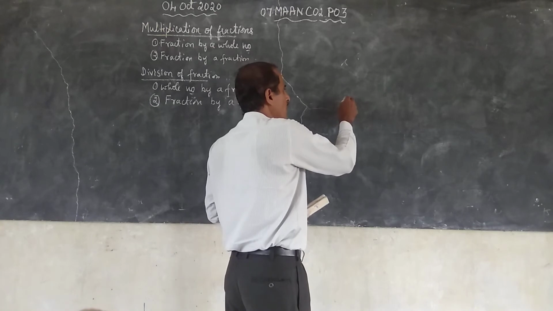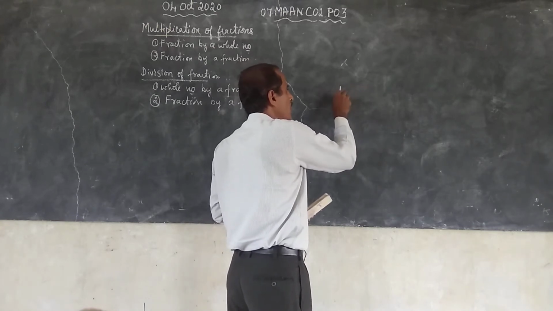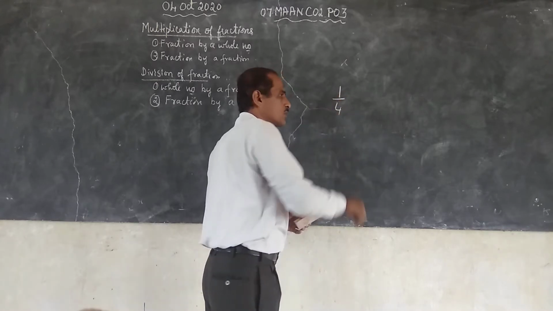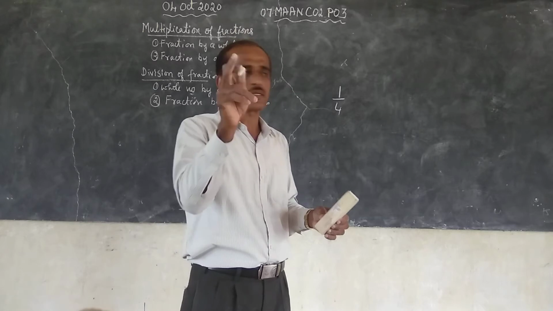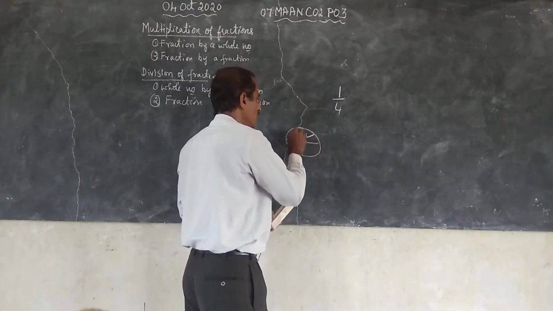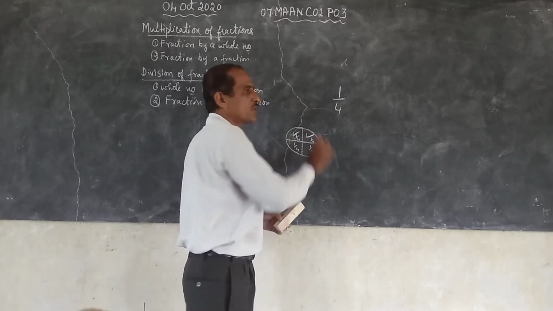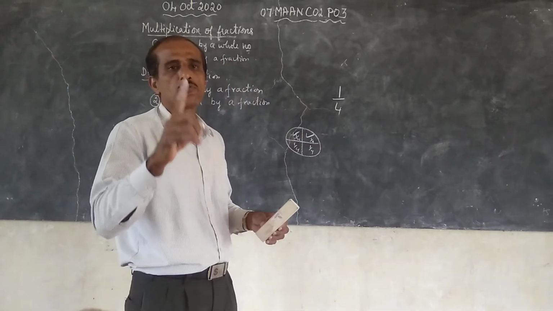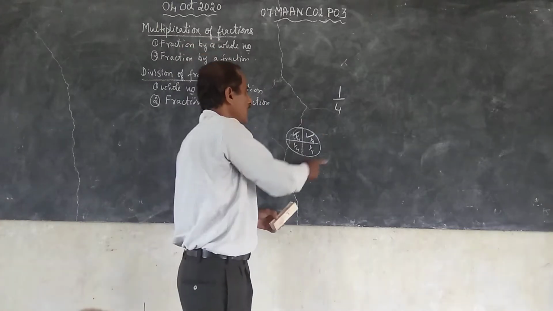For example, see what is the product of. 1/4 means what? Out of 4 parts, 1 part. See, 1/4. This is 1 part. See, 1/4 means this one. This is another 1/4. See, 1/4, 1/4, 1/4, 1/4. If you add all this, it becomes one full 1. 1/4 plus 1/4 plus 1/4 plus 1/4. Total becomes one full. Okay.